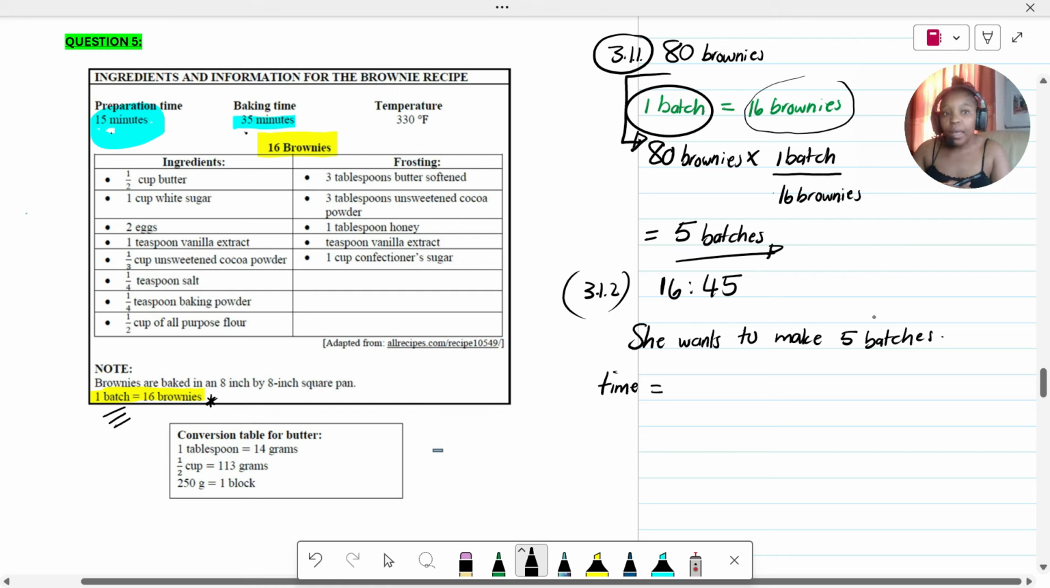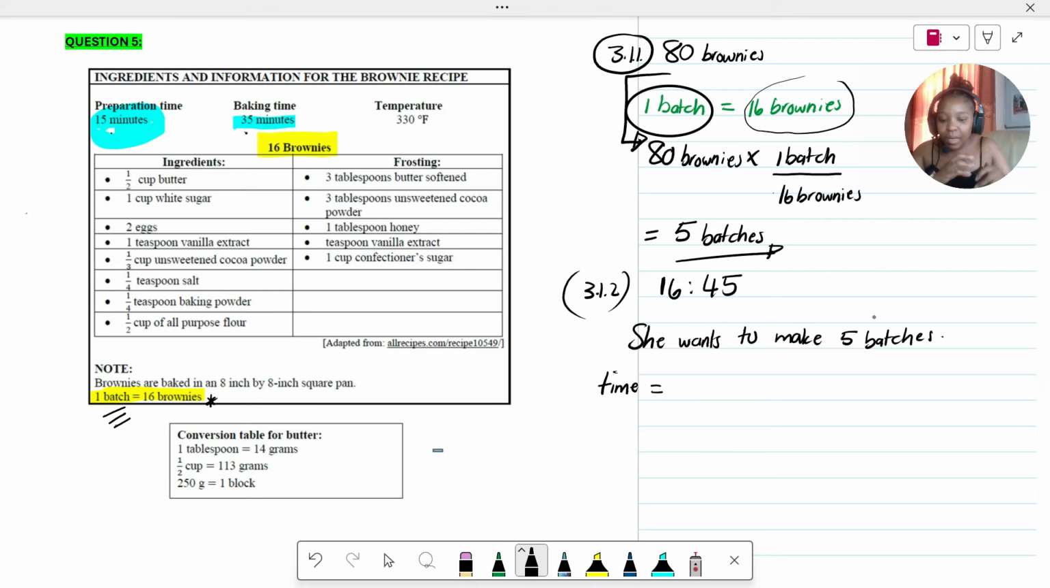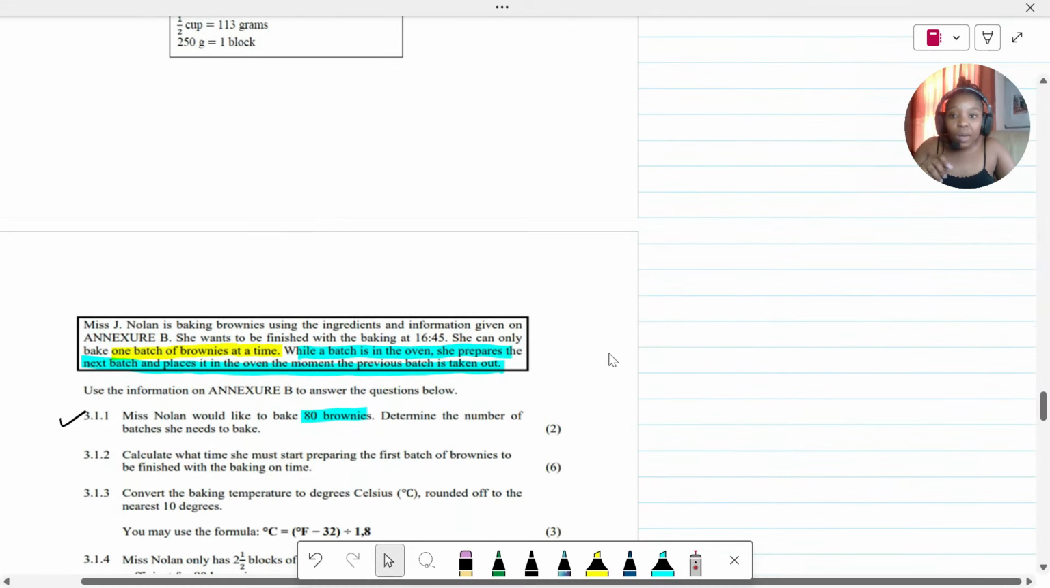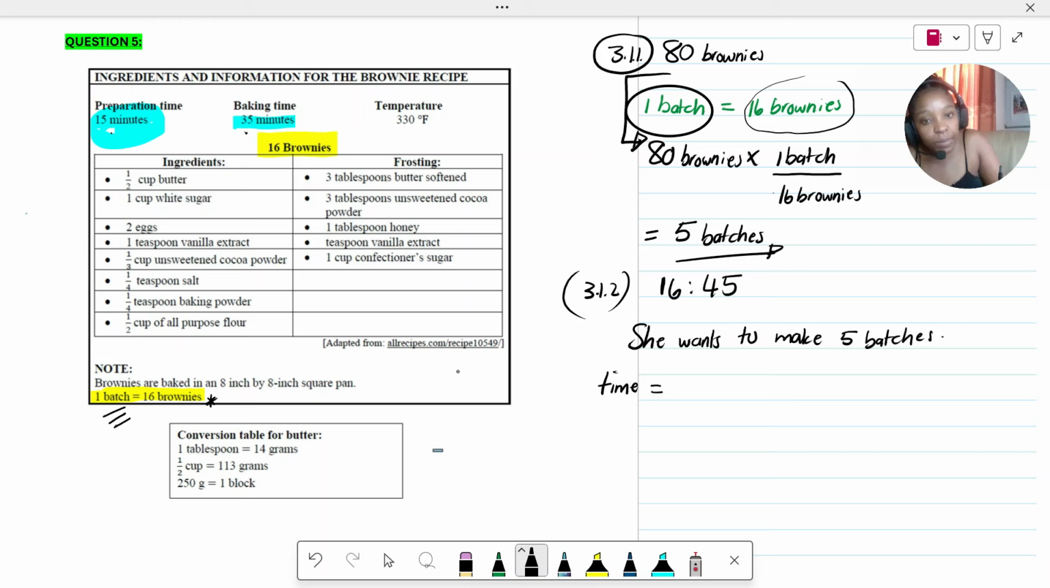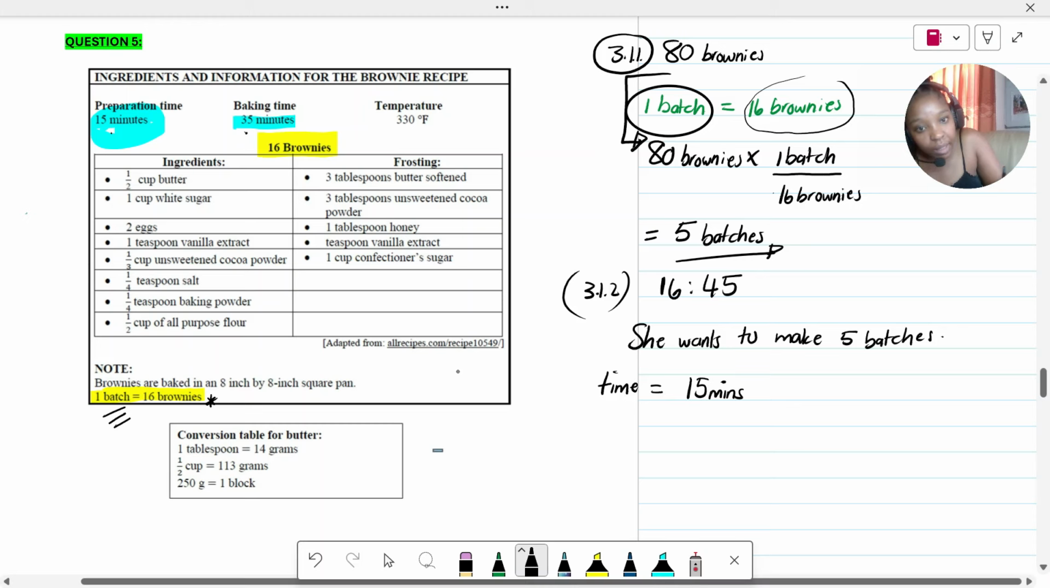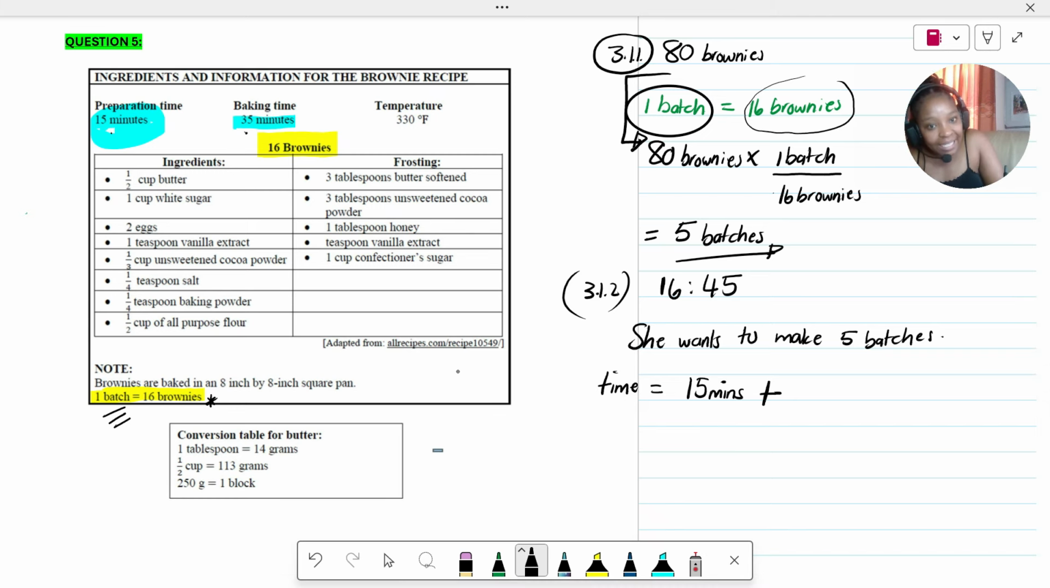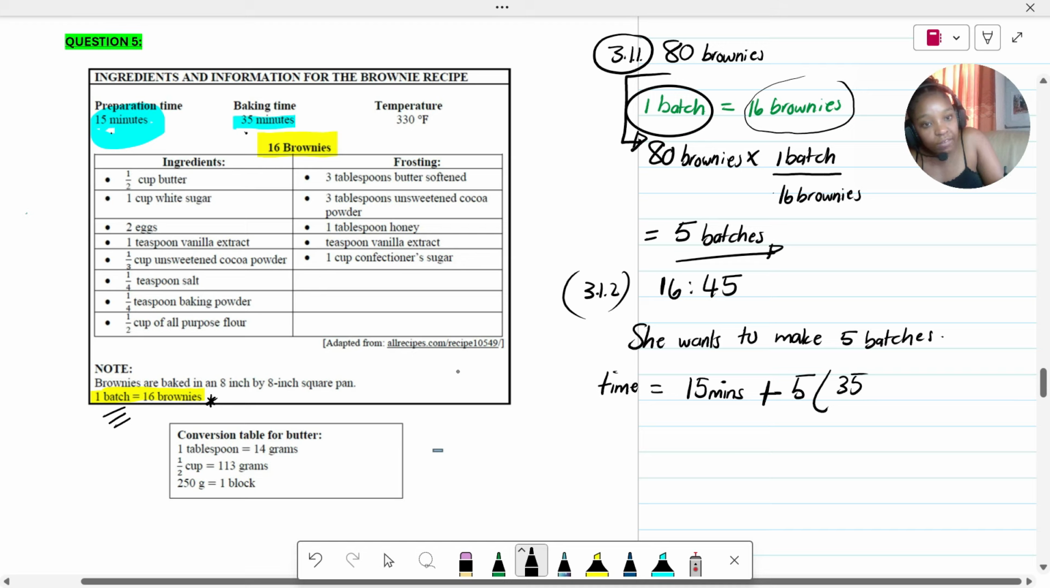But remember, we're not adding that 15 minutes preparation time all the time, because we were given the information that while 1 batch is in the oven, another batch is being prepared. So how long will it actually take her to make those 5 batches? It'll be the 15 minutes, plus, remember she's only going to prepare once, the 15 minutes plus the 5 batches times 35 minutes.